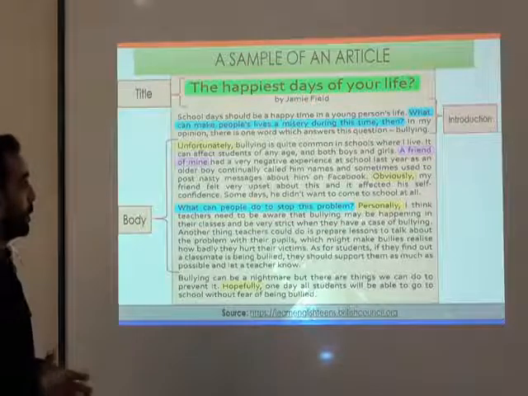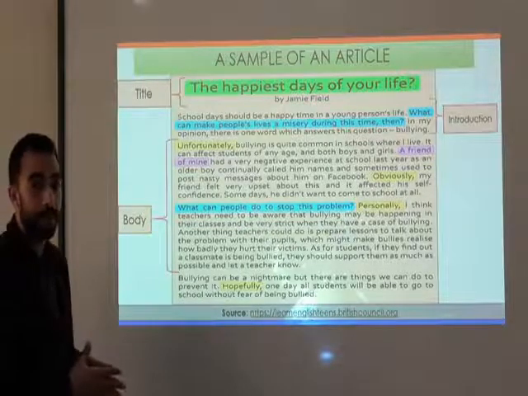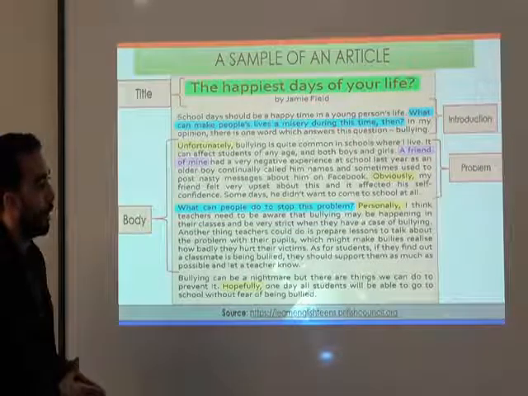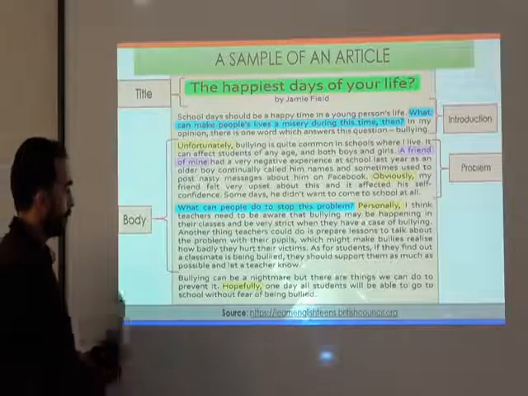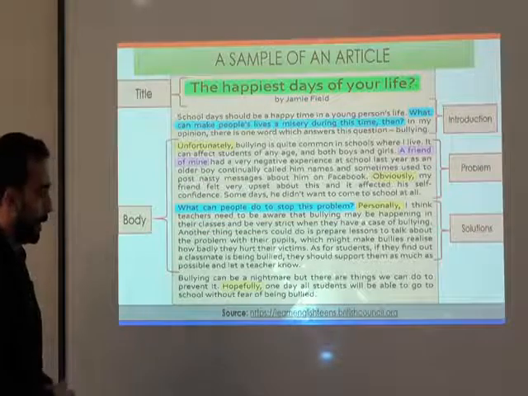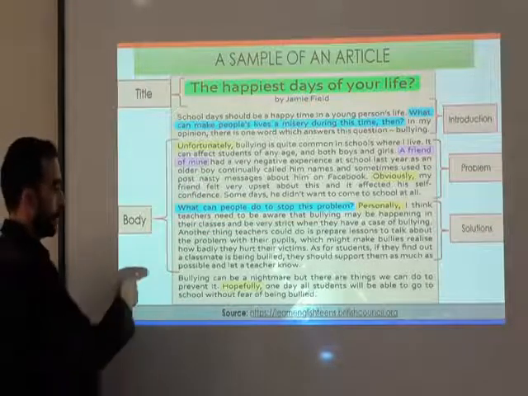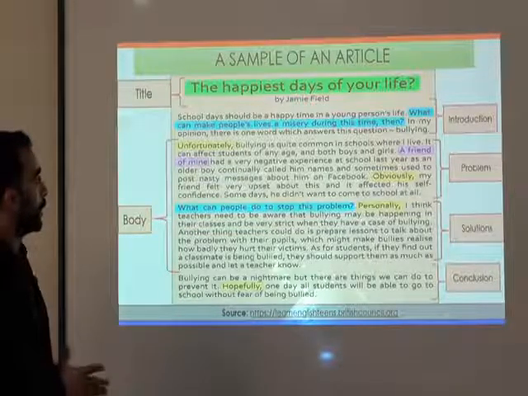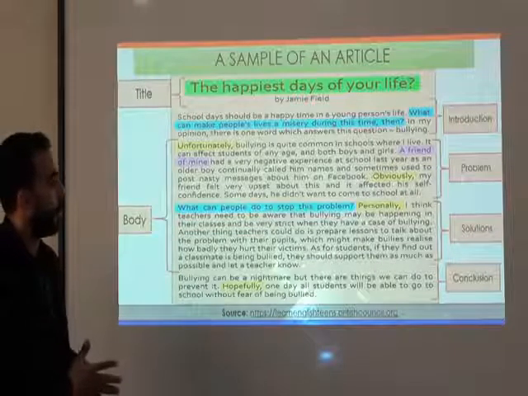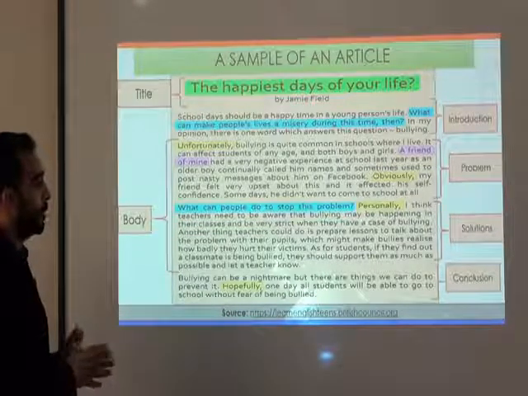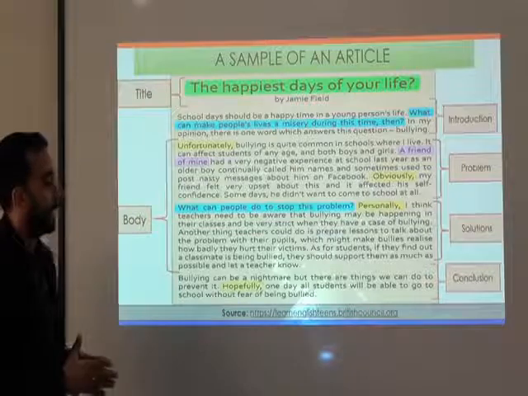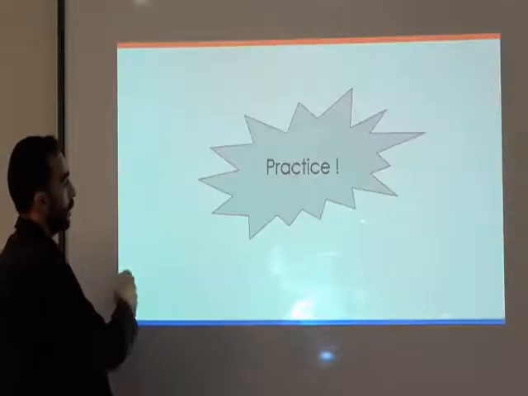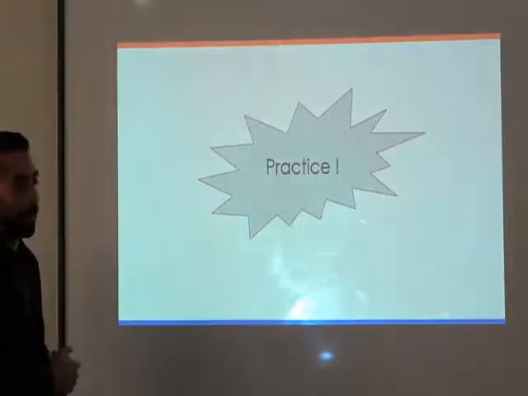In the first paragraph, the writer tackles the problem, which is bullying. And in the second paragraph, he talks about possible solutions or suggestions. And lastly, we have the conclusion. So remember these components. We have the title, introduction, body, and in the body we have paragraphs, and the last thing is the conclusion. Now let's move to the practice.